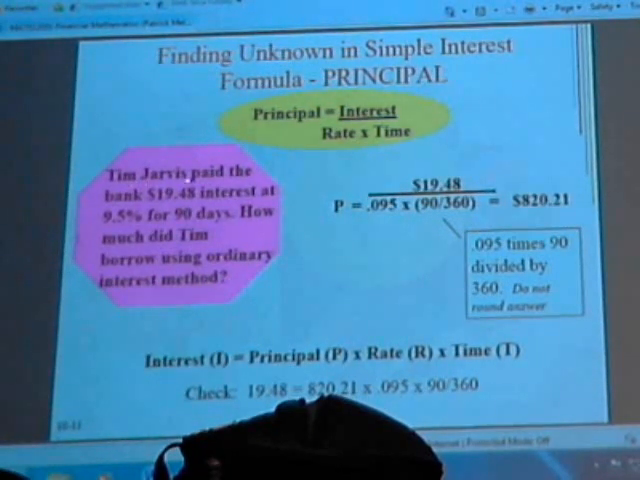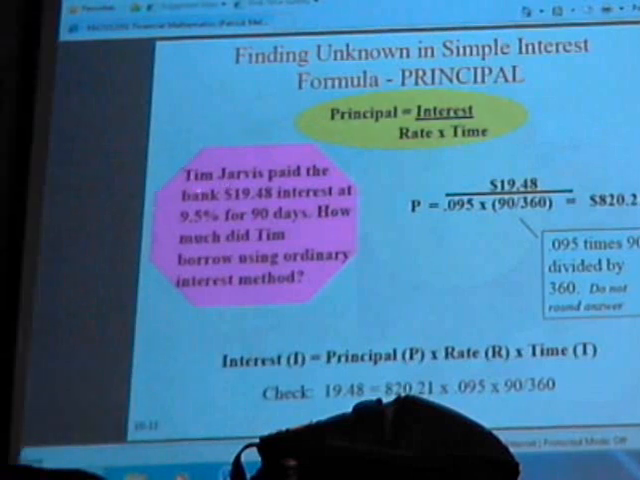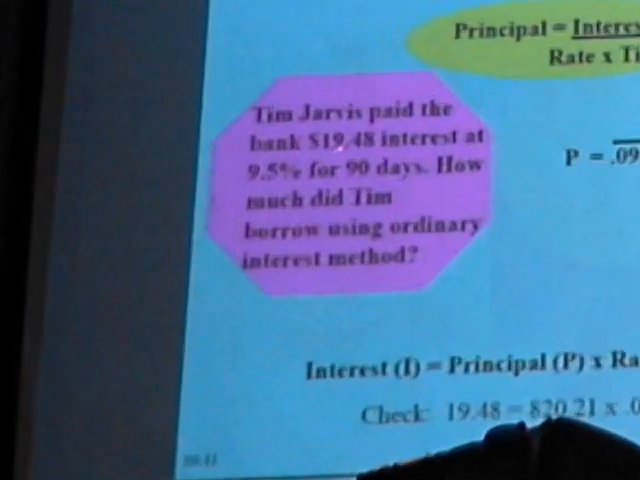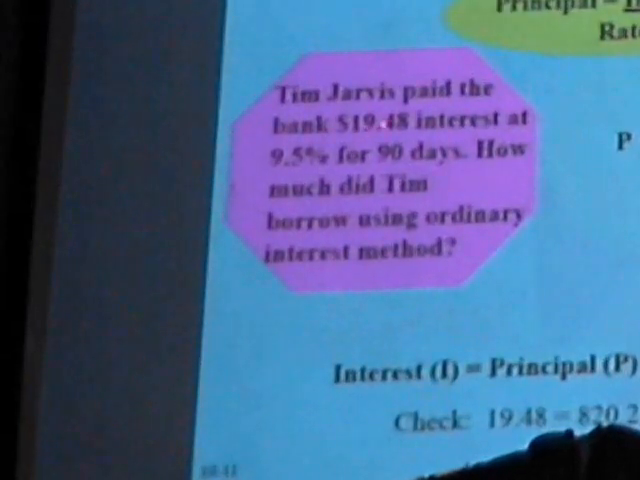Look at the problems. Look at the wording. Concentrate on that. Tim pays the bank $19.48 in interest. Now, right here, you should notice something. This is not worded like the previous problems. Things are mixed up a little bit. But they tell you right here, this is the interest. So where do you plug it in? Up top. You plug it in for interest.